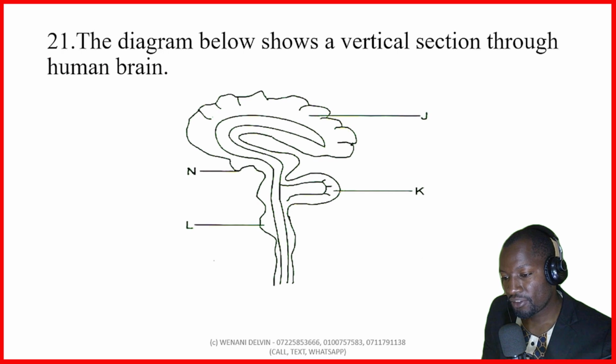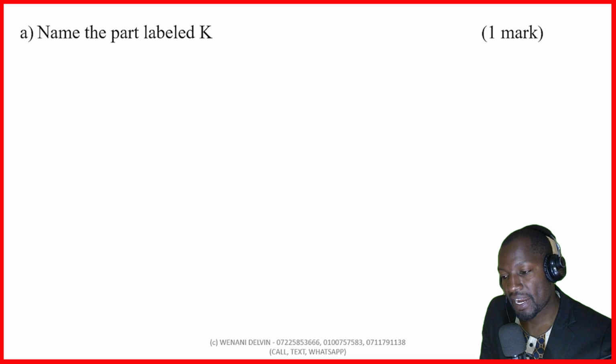The diagram below shows a vertical section through a human brain. We have J, N, K, and L. So question, name the part labeled K. That is cerebellum.